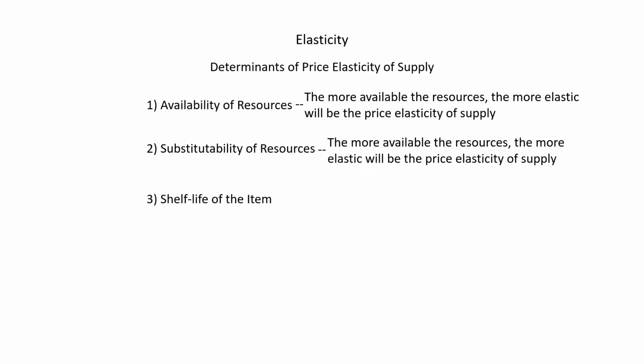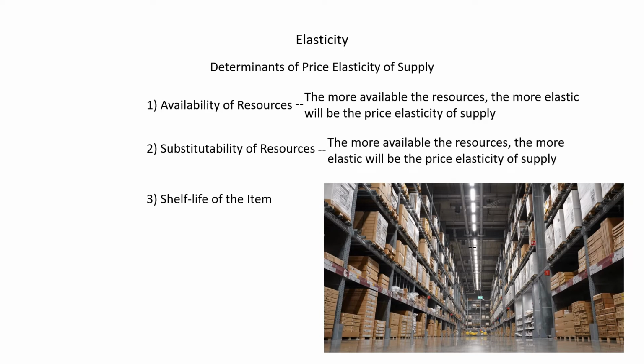A third determinant of price elasticity of supply would be the shelf life of the item. The term shelf life refers to the product's ability to be stored in a warehouse. The longer it can be stored without depreciation, degradation, spoiling, rotting, or otherwise diminishing its market value, the longer its shelf life. To understand the effect of an item's shelf life on its price elasticity of supply, remember the technical definition of supply.